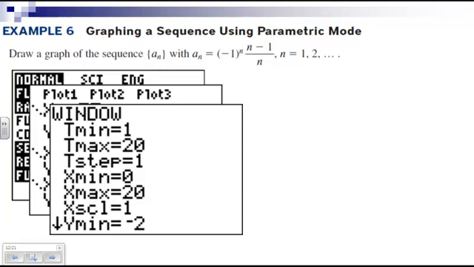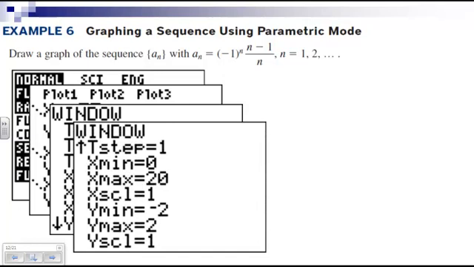All right. After we set those, also set X goes from 0 to 20 by 1s, and Y max, let's have that go from, in this particular instance, from -2 to 2 by 1s.